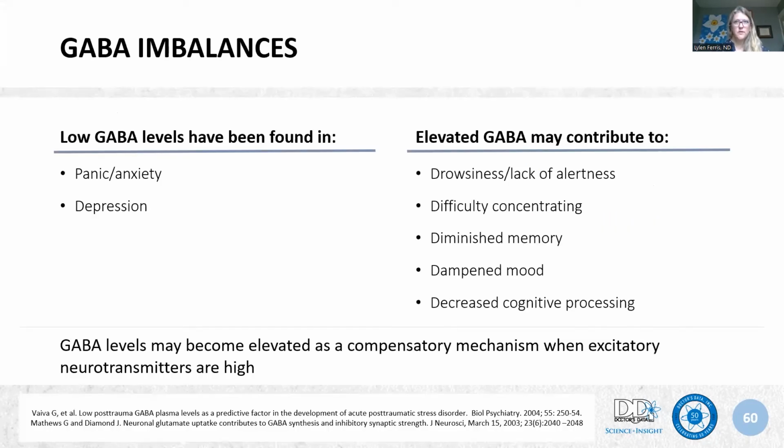Remember, because GABA is inhibitory, if it's low, we might see excitatory symptoms like panic, anxiety, or depression. And if GABA is elevated, we will see dampening symptoms, right? Drowsiness, difficulty concentrating, diminished memory, decreased cognitive processing.